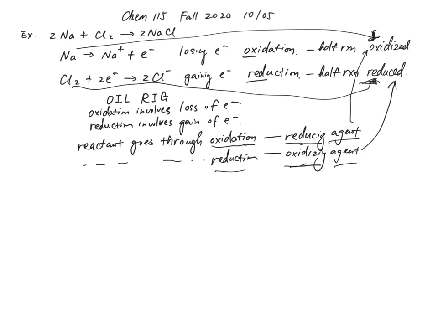It's like someone being robbed. Who's doing the robbing? Not him. Somebody else did it to him. So if you're oxidized, something else oxidized you, and that something that oxidized you is the oxidizing agent. Someone is robbed, and whoever robbed him is the robbing criminal.